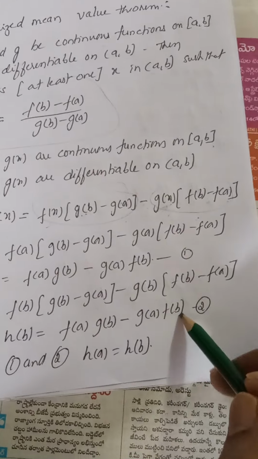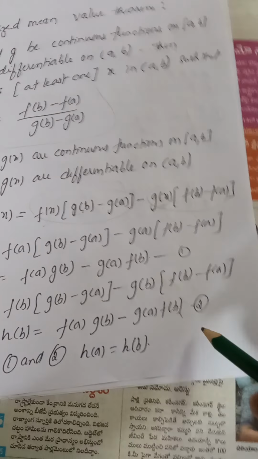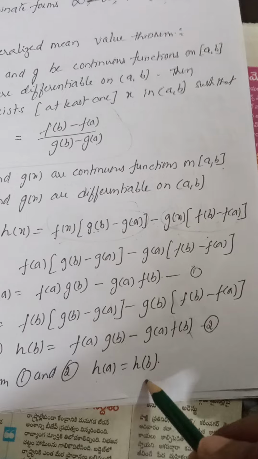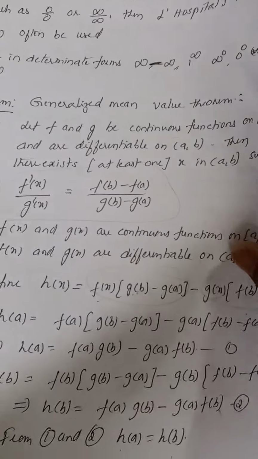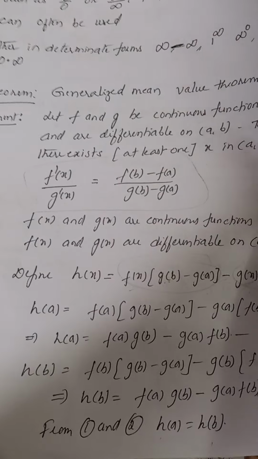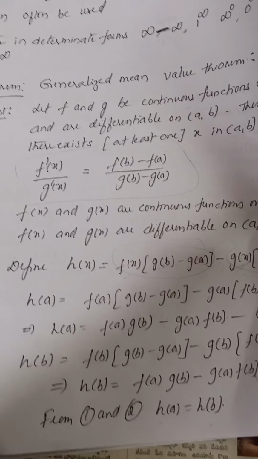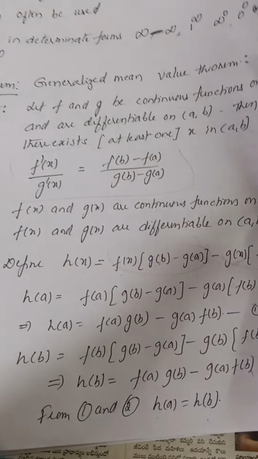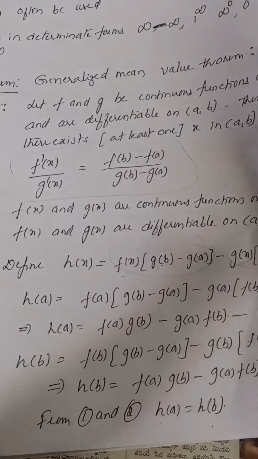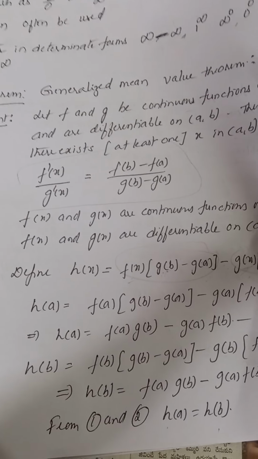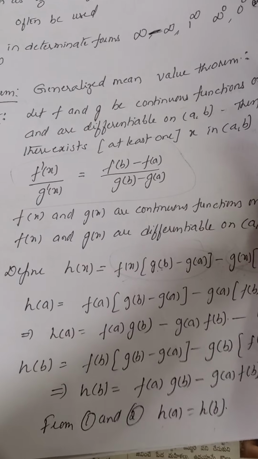On simplification, minus we are multiplying inside and rearranging in a proper order, and we are getting this equation number 2. From equations 1 and 2, what is your conclusion? Both are the same. That means h(a) is equal to h(b), right? And what is Rolle's theorem statement? Rolle's theorem means if f(x) is continuous on the closed interval and differentiable on the open interval (a, b) and the condition is f(a) equal to f(b), then there exists a value c lying between a and b such that f'(c) is equal to 0, no?